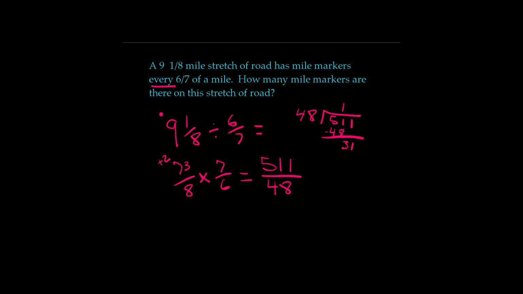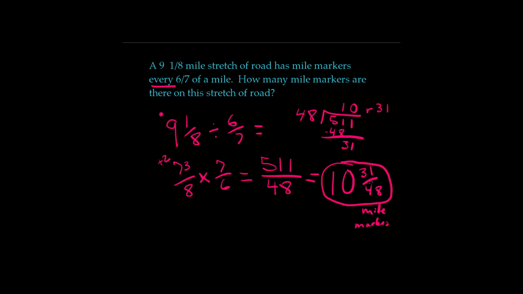Okay, how many 48s can go into 31? Well, it can't. So we do have to have that 0 placeholder in there, which will tell us to subtract 0 and so on. So we're going to have a remainder of 31. So how many mile markers are there on this stretch of road? So there's 10 and 31 48ths mile markers. All right, so that one didn't work out even.